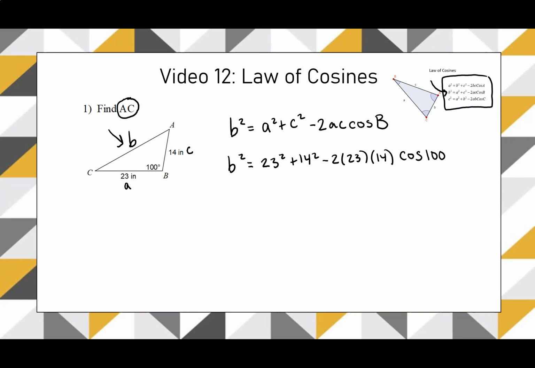All right, I do that whole thing in my calculator, and I get roughly 836.829. I'm going to keep that in my calculator, and then I press the second button, and then I press my square root symbol. It looks kind of like this. And then I press second, and then answer.